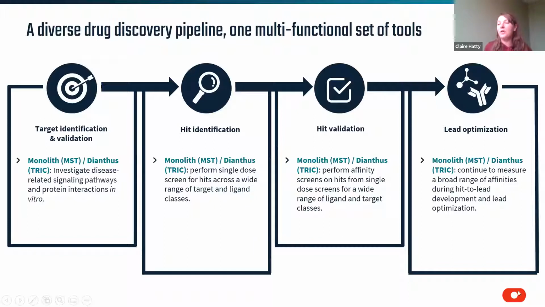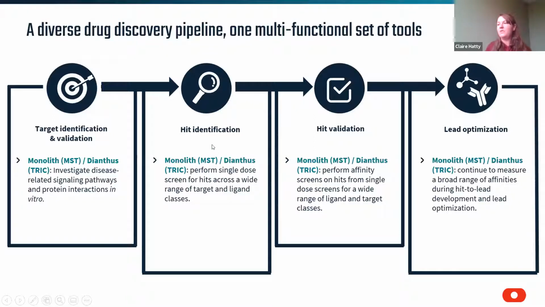So we have here the overall stages in a drug discovery project, starting with target identification and validation. At this stage, MST and TRIC, so actually the two devices that measure MST and TRIC are the Monolith and Dianthus. At this early stage, we're using these technologies to investigate disease-related signaling pathways and protein interactions in vitro, just establishing those pathways and interactions before moving on to a larger drug discovery project. We then have hit identification.